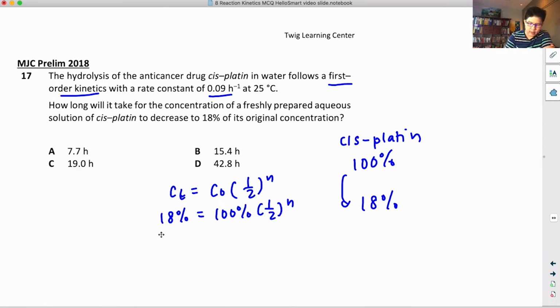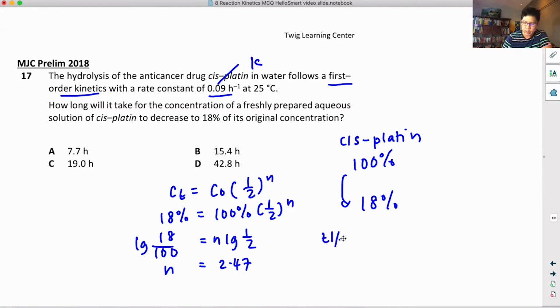So if I take logarithm on both sides after moving the 100 across, this becomes n log half. If you do your mathematics, I think I've calculated already. So if you did your calculation properly, you should get a value of 2.47. Okay, you get a value of 2.47. Now, when they gave you this, this is actually your k, the rate constant k.